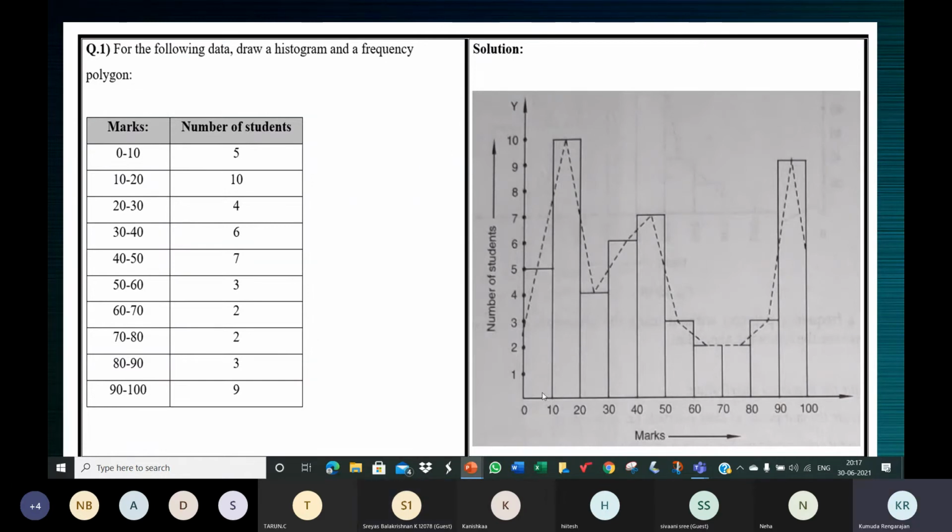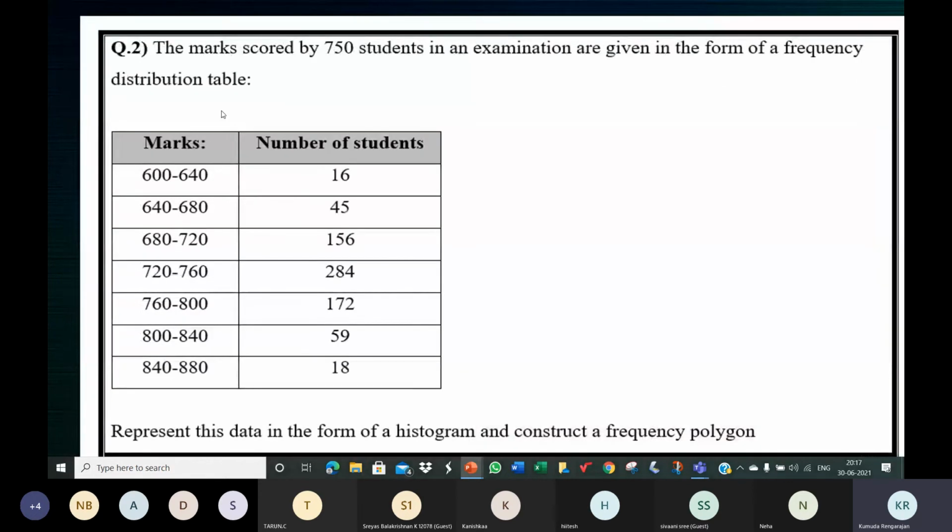All right, children. So you can see here. In this particular question, we are asked to prepare the histogram and the frequency polygon. Only when I show you the other questions, you may understand.